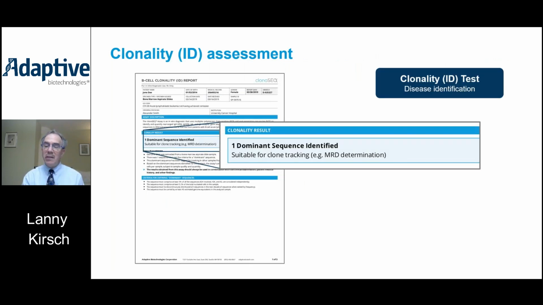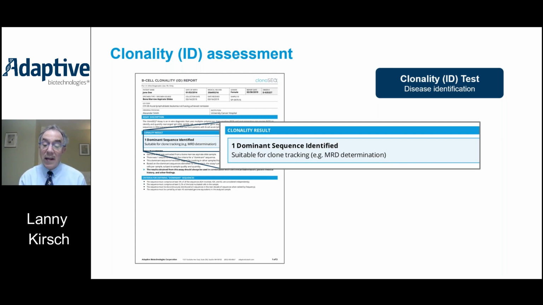A sample is received by the laboratory, processed, and within the next 7 days, the ordering physician receives a report indicating the result. If the sample is from the time of diagnosis, the report indicates how many dominant sequences suitable for subsequent tracking were identified.